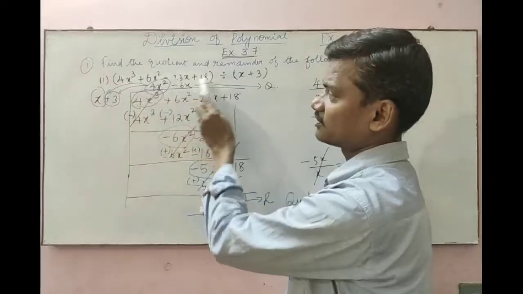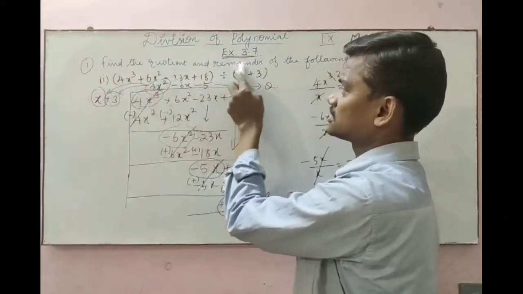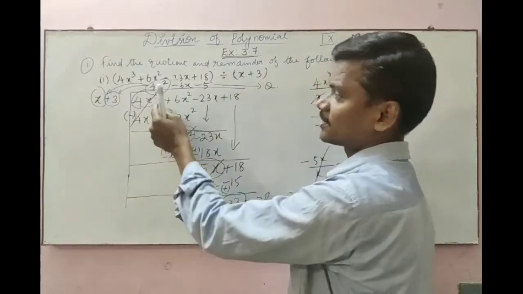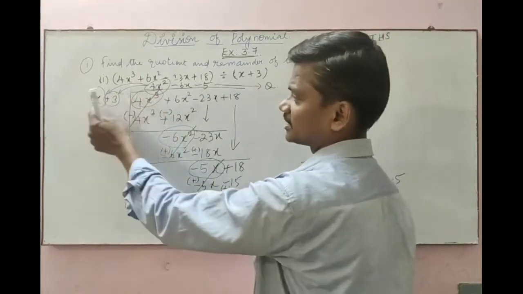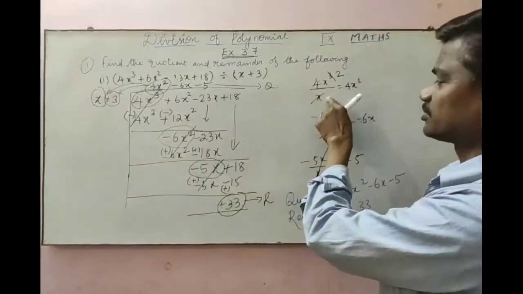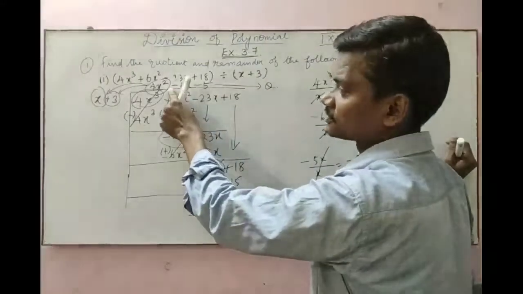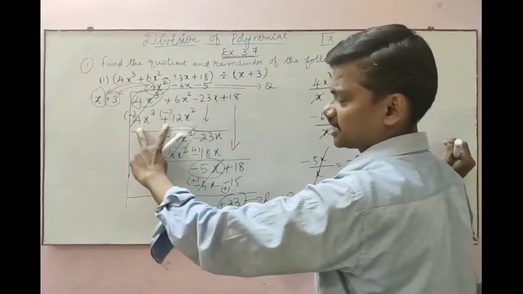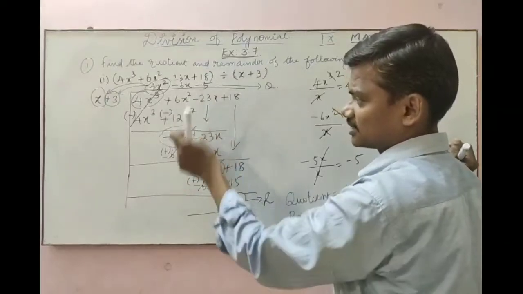First you have to write the given dividend. We call this the dividend. This is the divisor that should be taken on the left side. First you have to take the first term of the dividend and the divisor. You have to divide it separately, get the answer and write it in the quotient. You have to multiply both the terms and write here. Change the sign, subtract and get the answer.